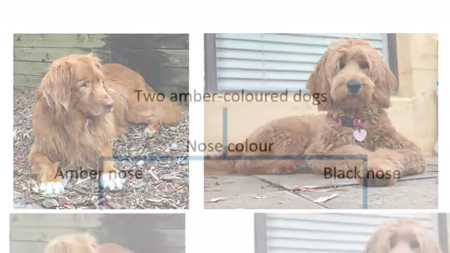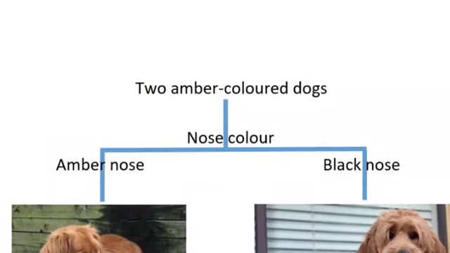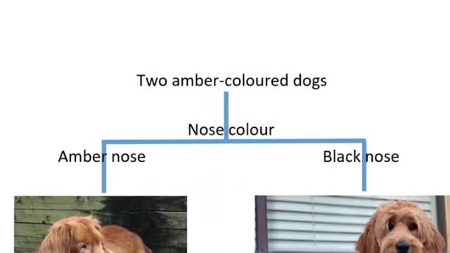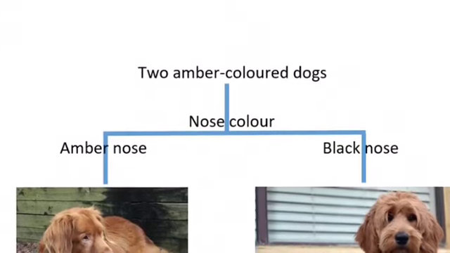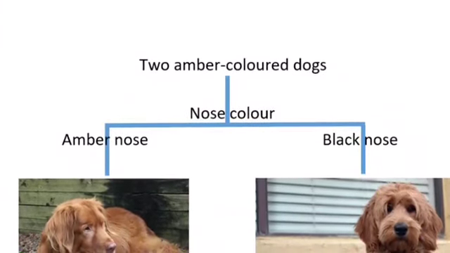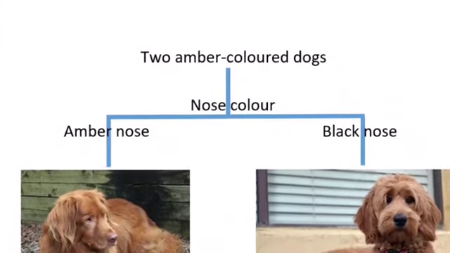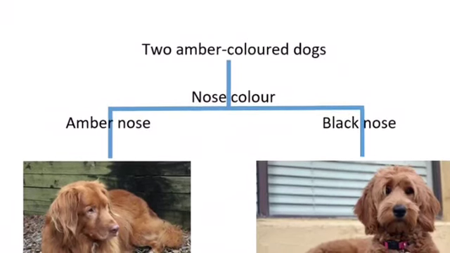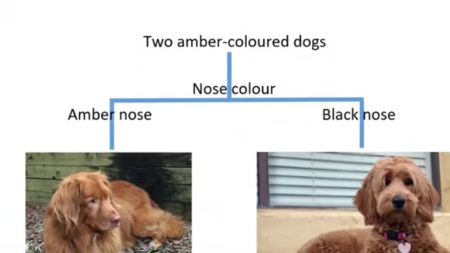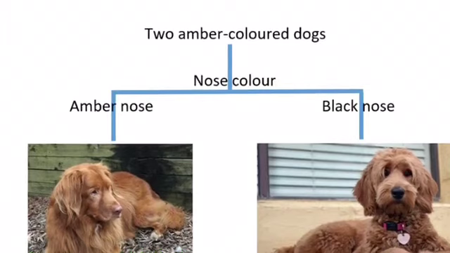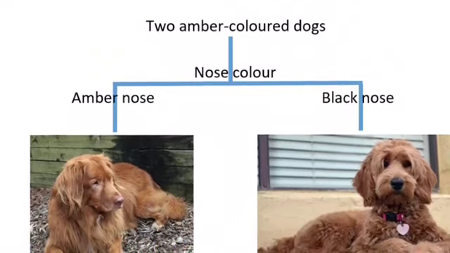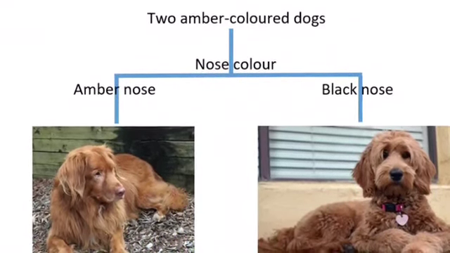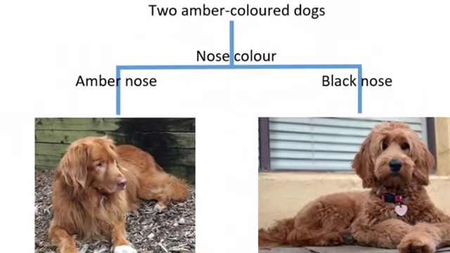You will also identify some features or variables that are different between them. We can use a feature to explain how to divide the pair into two different groups. I have based this division on the feature of nose colour. The division comes from the differences in nose colour, in this case one black and one amber.